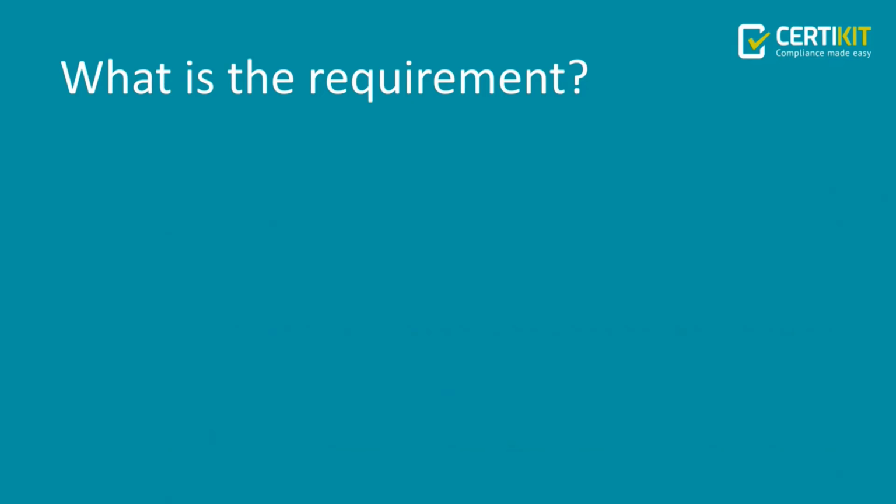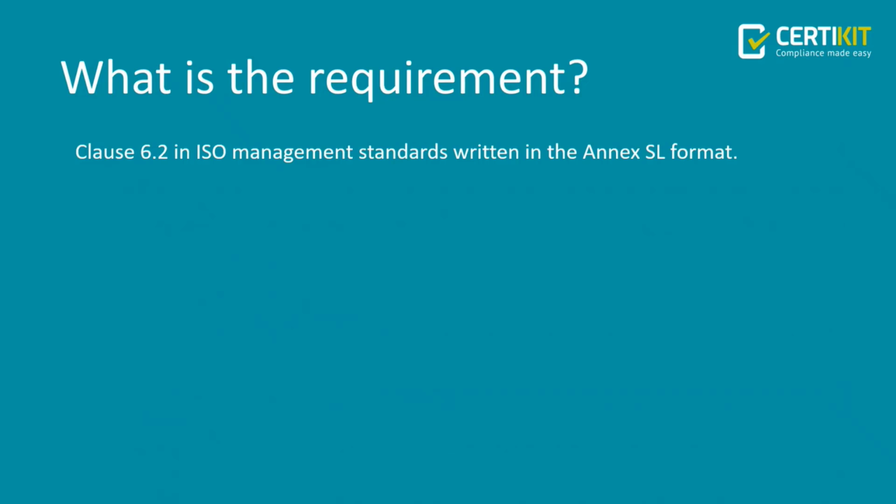Okay, so let's first talk about what is the requirement for objectives within these standards. As I said before, we're talking about the management system standards. Particularly 9001 for quality, 14001 for environmental, 45001 for occupational health and safety, and then 27001, which is information security, and a few of the others: 22301 for business continuity, and 20000 for IT service management.